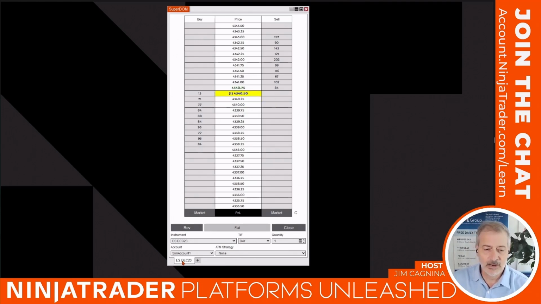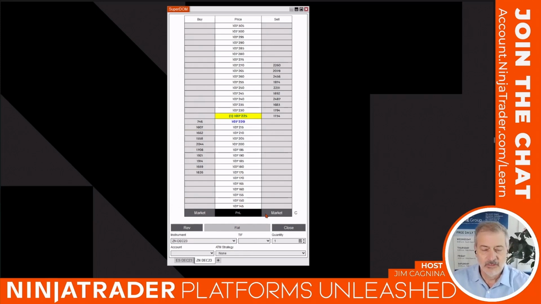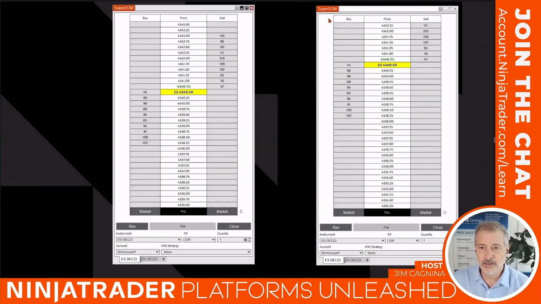At the very, very bottom, we have a tab, E-mini S&P. If I wanted to have another tab open here, I could simply click on the plus button and pick a different market. As an example, I could pick, I don't know, the 10-year Treasury note market, ZN. I'll double click on that. And so now I have two different markets and two different tabs at the bottom of my SuperDOM. Alternatively, I could duplicate the window, just right click at the very top, click duplicate, and it'll open up another trading ladder. You could have two trading ladders side by side.